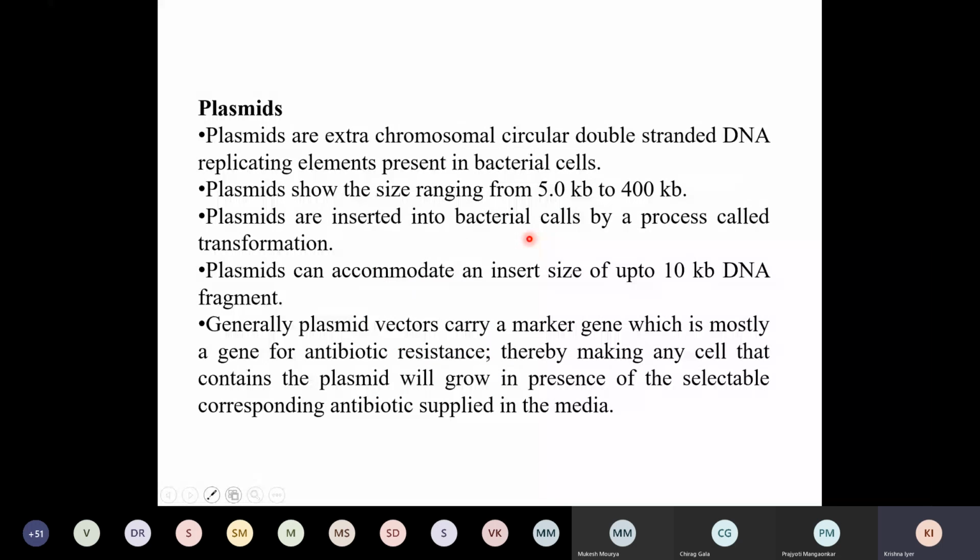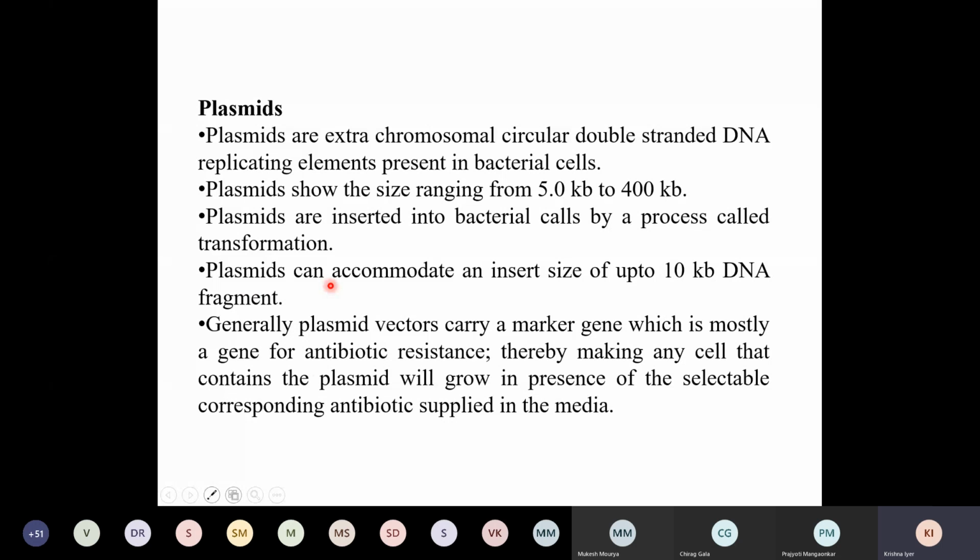So plasmids are extra chromosomal DNA. They tend to be in the range of 5 kilobases, which is very small, to fairly big, I should say, 400 kilobases, which means 5,000 to 400,000. They get inserted into bacterial cells by a process called transformation. We'll see what this is. Now, this is very important.